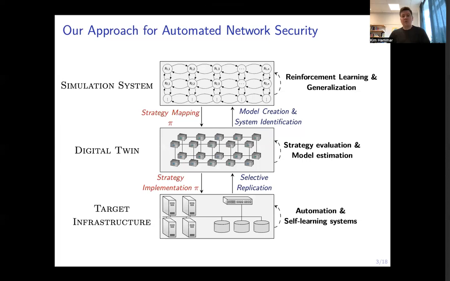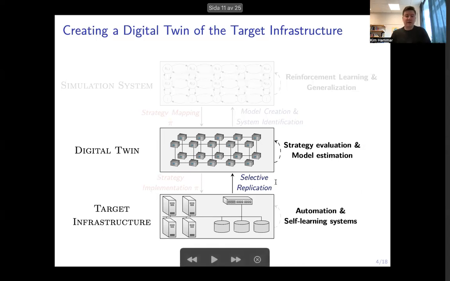So that is our overall framework on a high level. And in the remainder of this presentation, I will go into details. I will talk about in much more detail how we implement these arrows that you see here. And I will do this bottom up. So I'm going to start with the first arrow that we have down here and how we go from the target infrastructure to the digital twin.